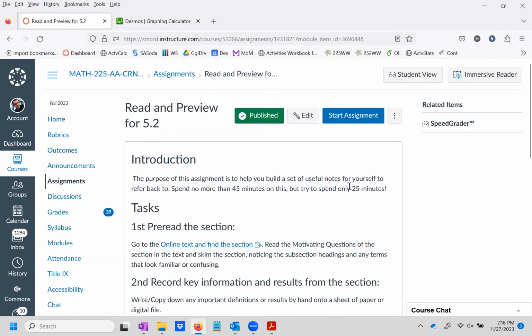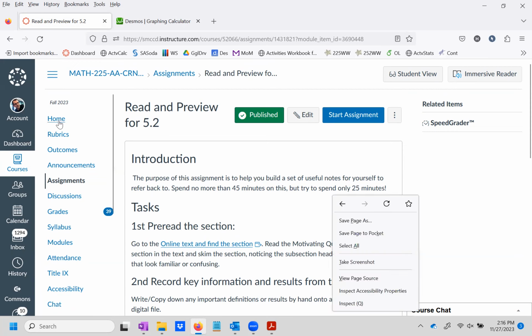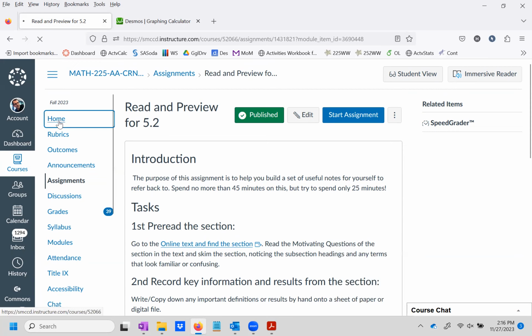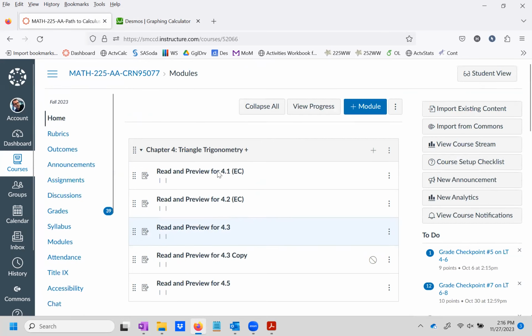And on Wednesday, we're going to go 5.2, 5.3. So we'll practice more of this on Wednesday. And you can look ahead.